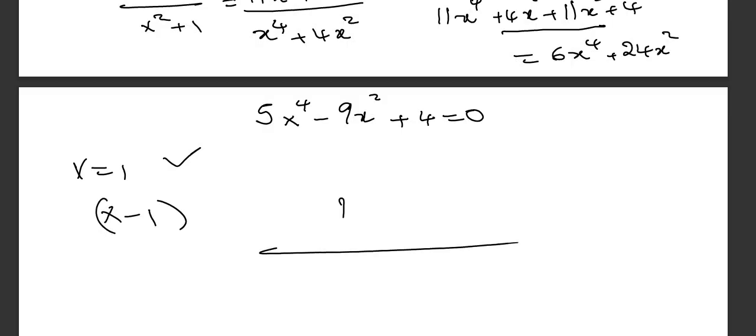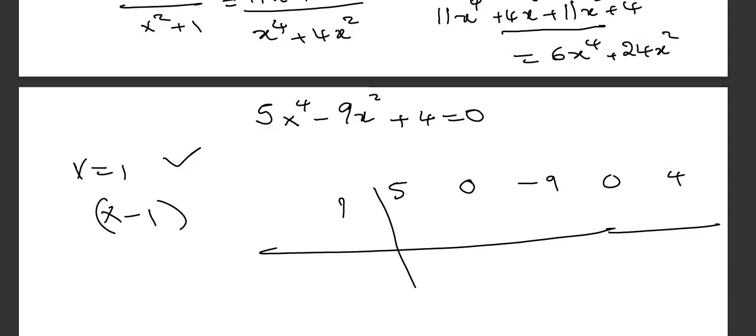So now I'm using synthetic division to break this down. There's 5, there's 0, there's negative 9, then there's 0, then there's a 4 at the end. I bring down the 5. This is a 1, by the way. So this is a 5, negative 4, negative 4, negative 4. That's a 0.